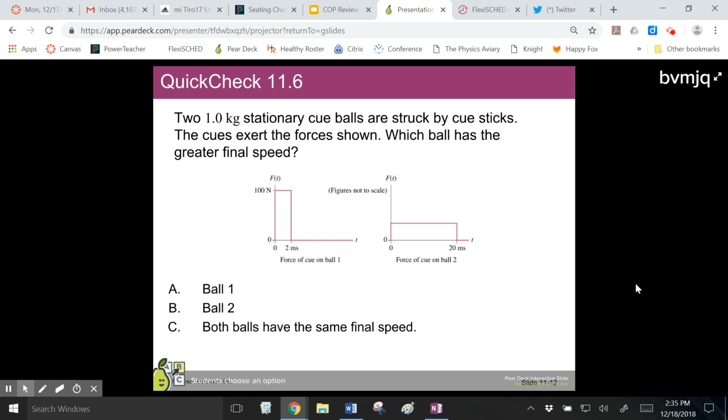Again, for those of you just joining us now, the vertical intercept for graph 2 should be 10 newtons.